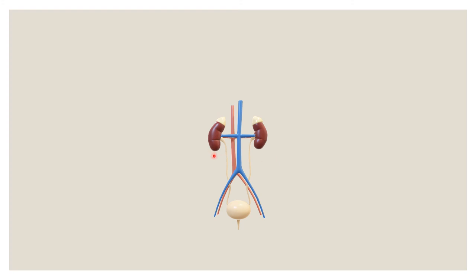Now, I've decided to put this there because I've mentioned the kidney. This is the kidney, and this is the adrenal gland on top of it. This is the ureter that is going to lead to the bladder, and this is the urethra that will exit out.